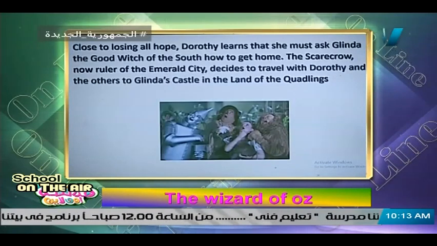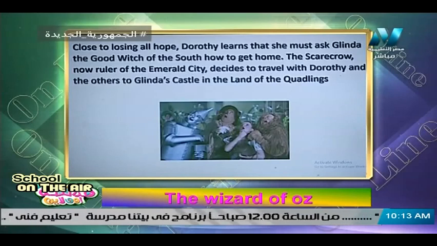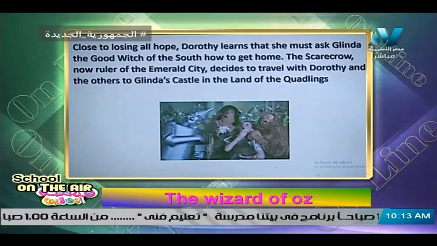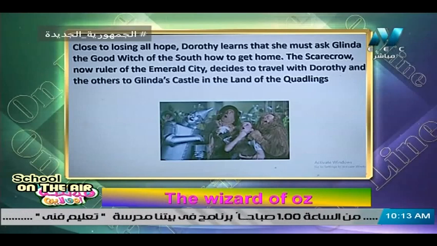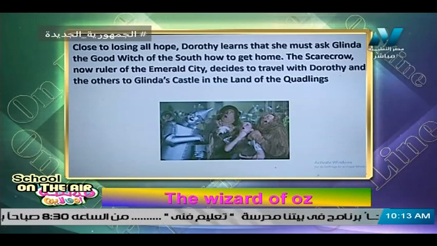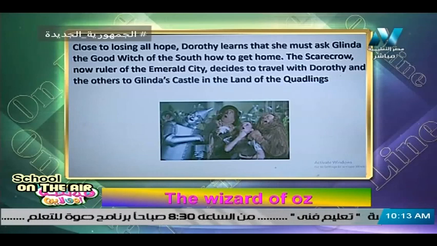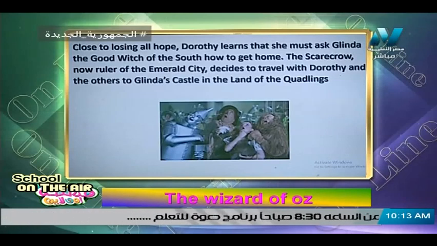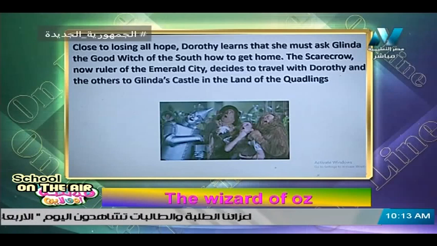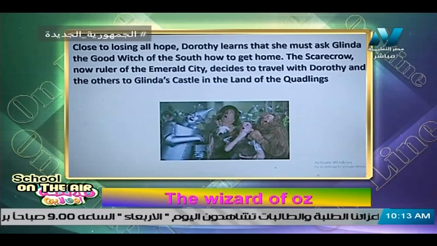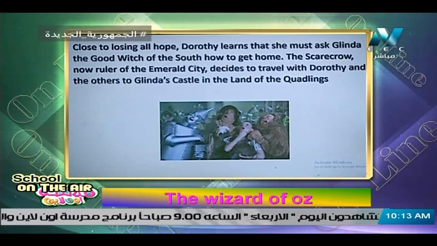Close to losing all hope, Dorothy learned that she must ask Glinda, the good witch of the south, how to get home. خلاص هتفقد كل الأمل. دورثي عرفت إنها لازم تسأل أو تطلب من جليندا، دي بقى الساحرة الطيبة بتاعت الجنوب. عندنا الساحرة الطيبة بتاعت الشمال اللي اديتها قبلة تحميها، دي بقى الساحرة الطيبة بتاعت الجنوب. جليندا المفروض دارسي تطلب منها المساعدة عشان تروح.